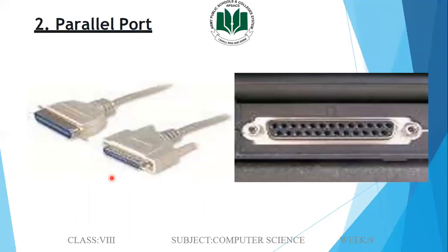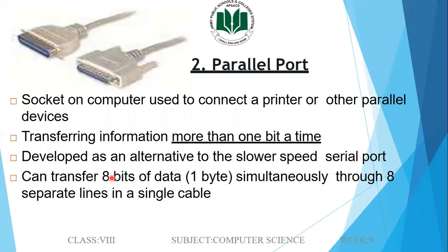Here is a parallel port. It is a socket on the computer used to connect a printer or other peripheral devices, transferring more than one bit. The serial port transfers only one bit, but the parallel port transfers more than one bit at a time. As an alternative to the slow speed serial port, it can transfer 8 bits of data, meaning 1 byte, simultaneously through 8 separate lines in a single cable.